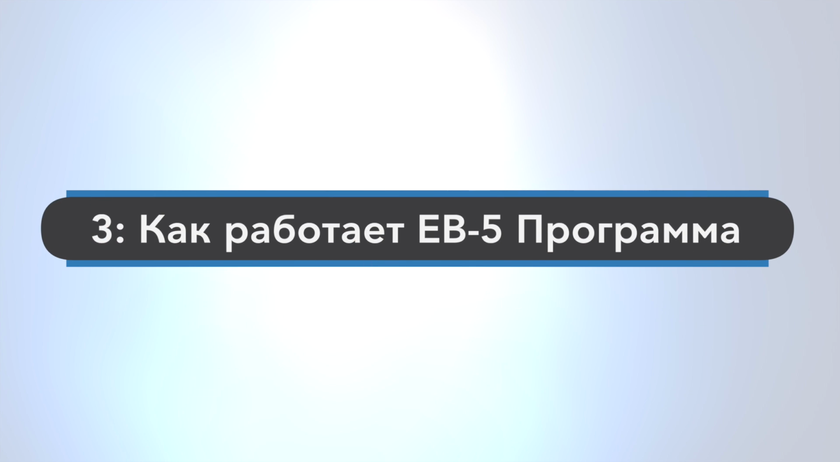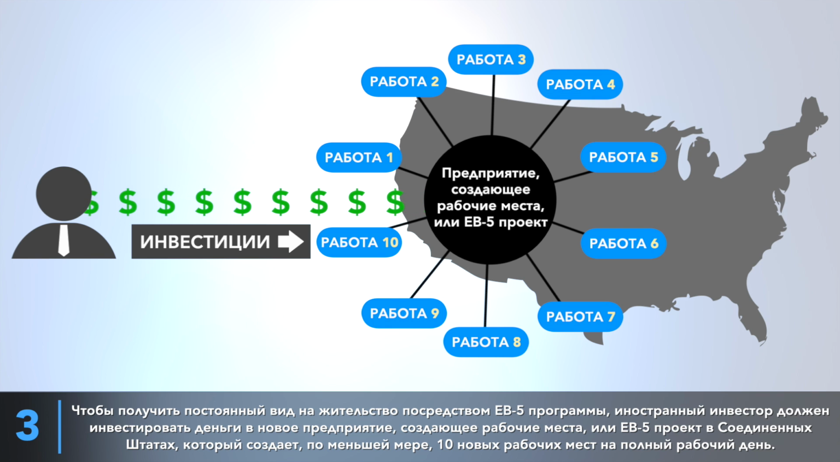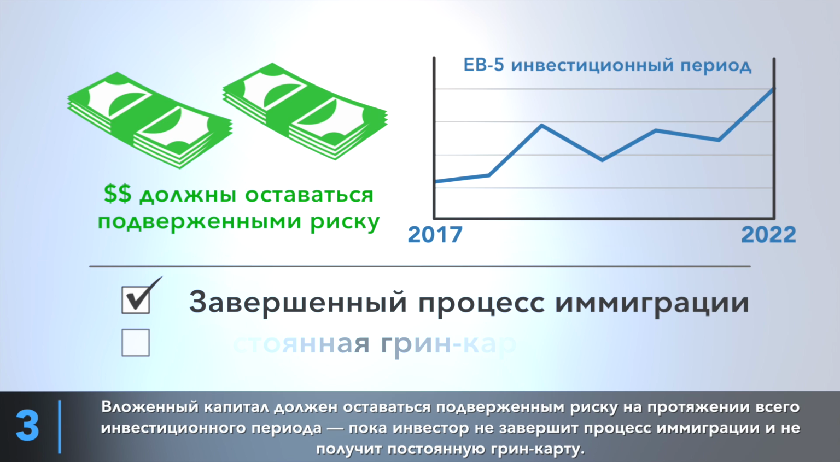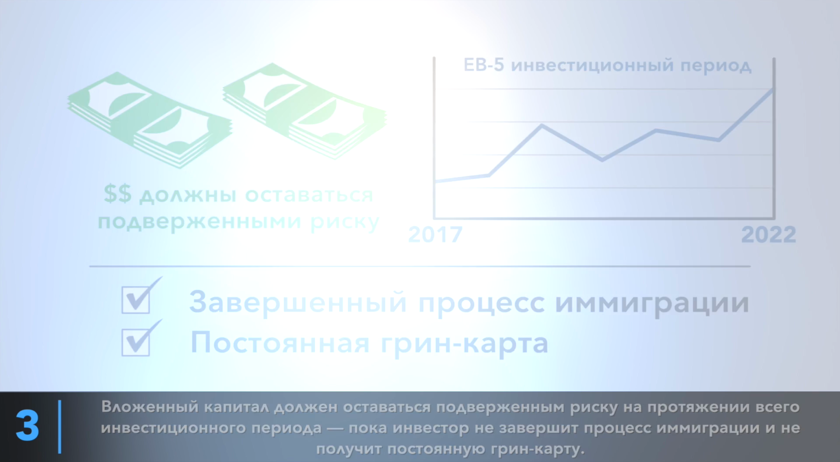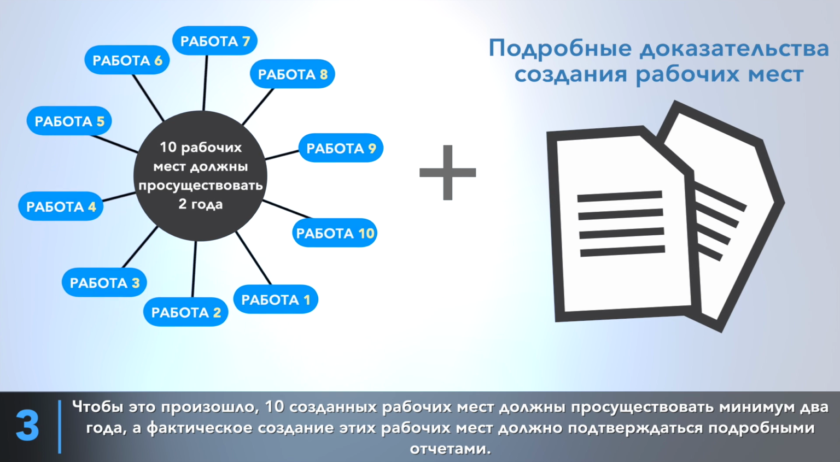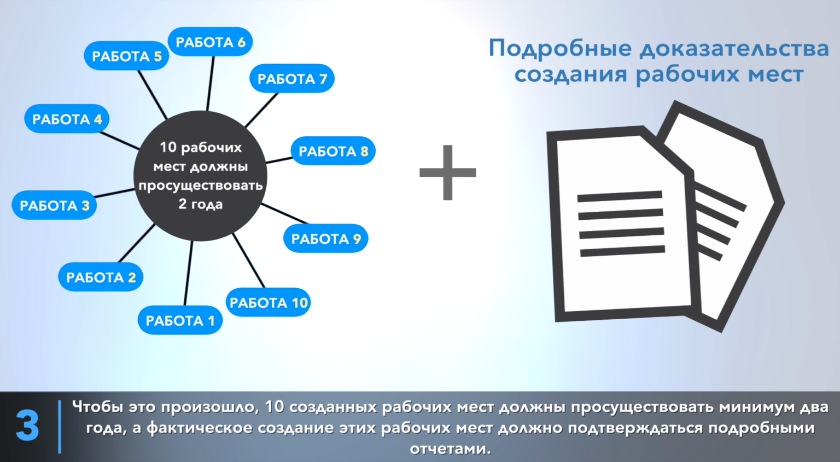3. How the EB-5 program works. To obtain conditional permanent residence through the EB-5 program, a foreign investor must invest money in a new job-creating enterprise or EB-5 project in the United States that creates at least 10 new full-time jobs. The money must remain at risk during the investment period until the investor completes the immigration process and the investor's green card becomes permanent. For this to happen, the 10 newly created jobs must exist for at least 2 years, and detailed records must be kept verifying that this job creation has occurred.